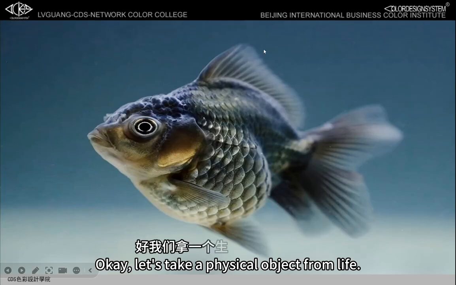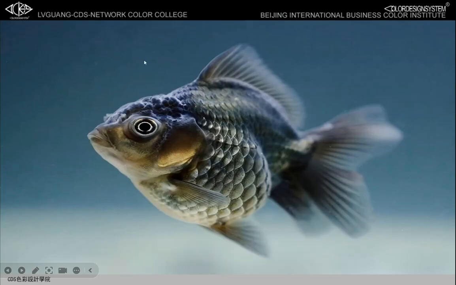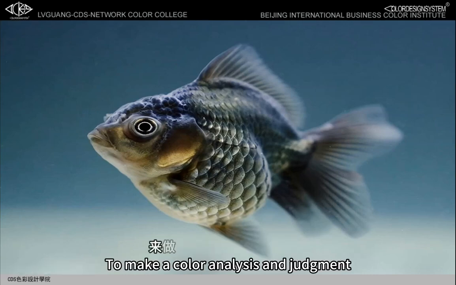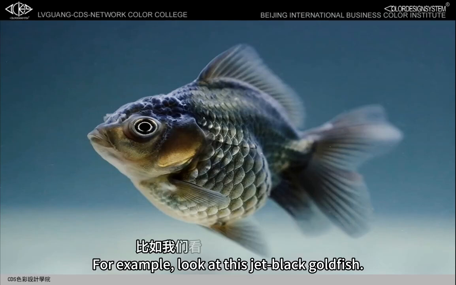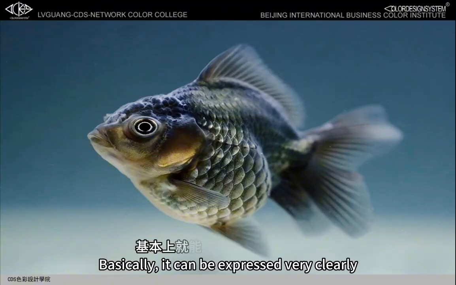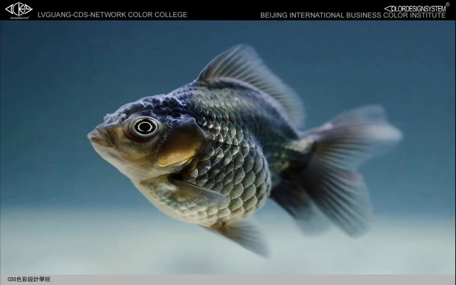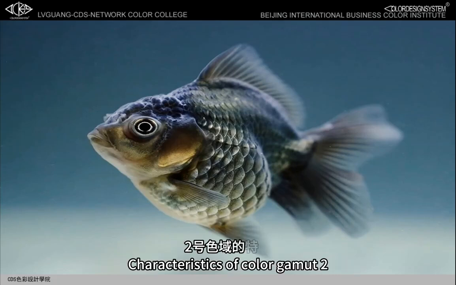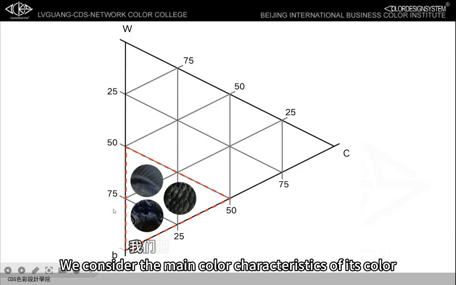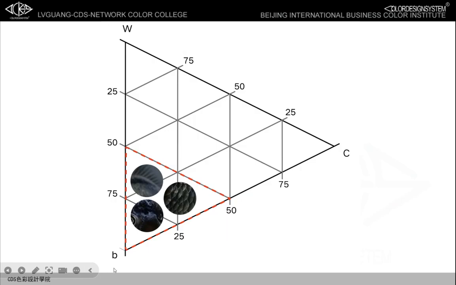Okay, let's take a physical object from life, a substance in nature, to make a color analysis and judgment. For example, look at this jet black goldfish. Among its colors, the characteristics of color gamut 2 can basically be expressed very clearly. We consider the main color characteristics of its color and extract them.